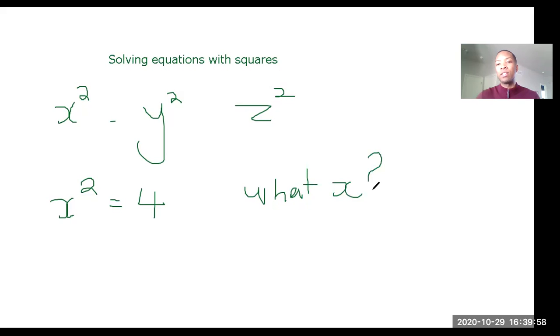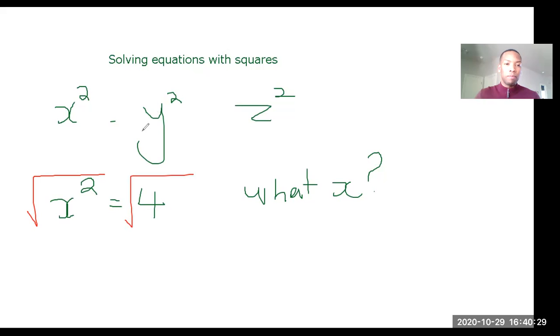Similar to how we were solving those multiplicative inverse and additive inverse questions, I need to find what x is. I need x to be by itself. As of now, it's x squared, and we know x squared means x times x, right? So in order to get rid of squares, I'm going to do the inverse. And the inverse of squares is the square root. And whatever you do on one side, you've got to do on the other side.